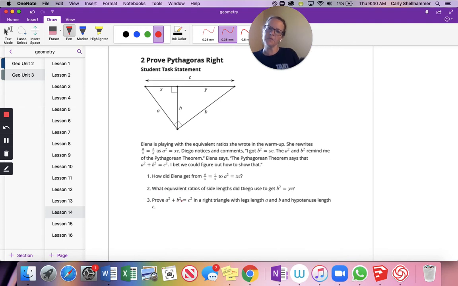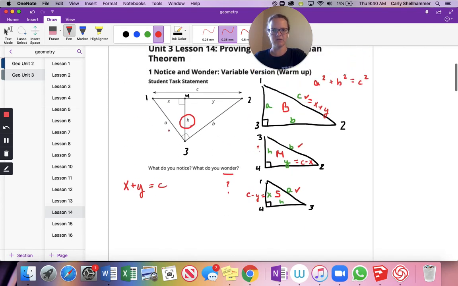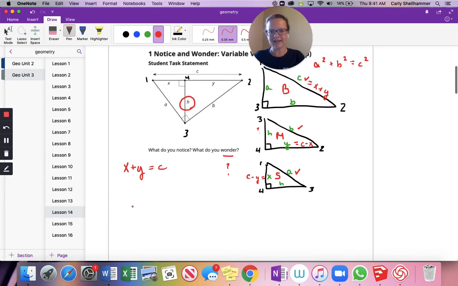All right, prove Pythagoras right. Alina is playing with the equivalent ratios she wrote in the warm-up. I didn't write any equivalent ratios. Were we supposed to do that? I can say that, let's change colors. A over H equals, I want to make sure I get them right. A over X equals C over A, that would work.